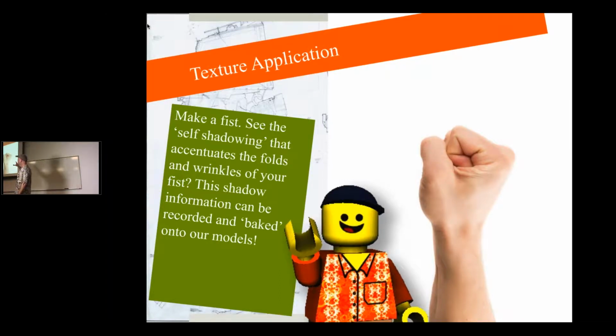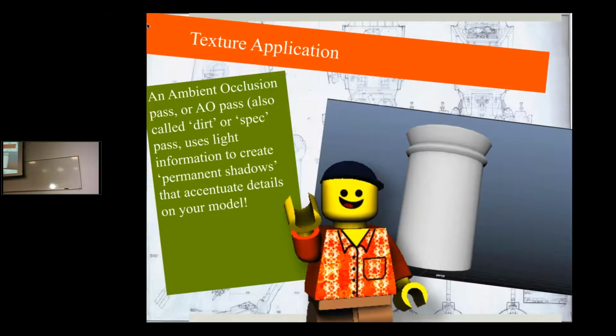Ambient occlusion is the idea that what we want to do is capture that information about where shadows fall and keep it so that it's always on there, no matter where the light is. Does that make sense? Capturing shadow information. So, what we're going to do is create an ambient occlusion pass for our objects.